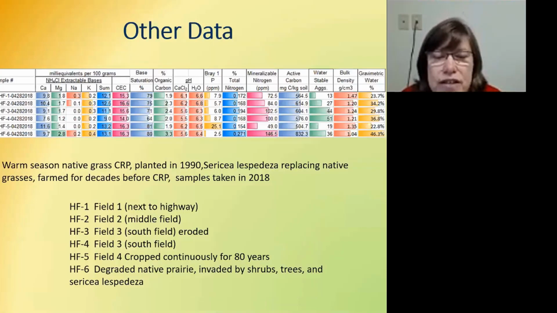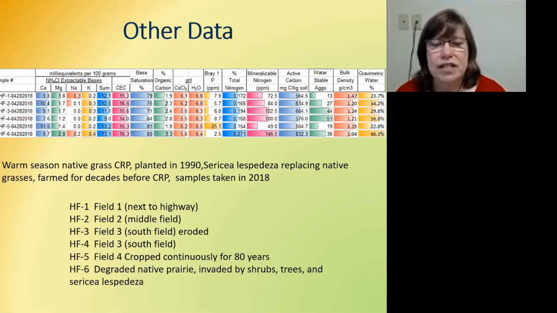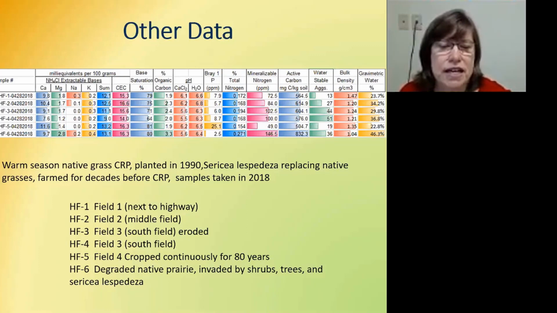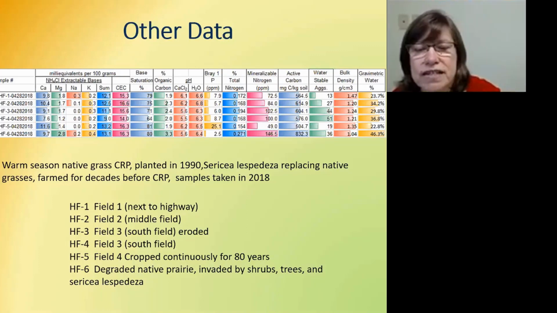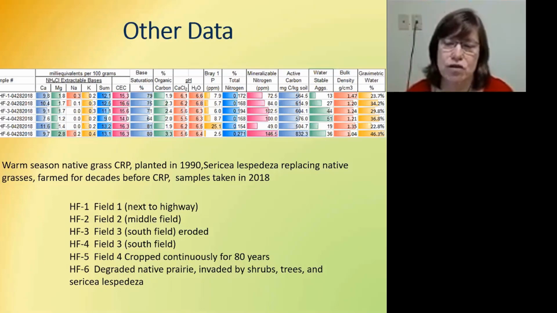So let's just quickly look at these samples. And I hadn't looked at what these samples actually were for a long time. I think I told you earlier that they're planted into warm season grasses as part of the CRP program. They were planted in 1990. Sericea lespedeza has been replacing some of the native grasses. It was farmed for decades before it was put into CRP, and then the CRP program expired for these particular fields. So the samples were taken out in 2018.